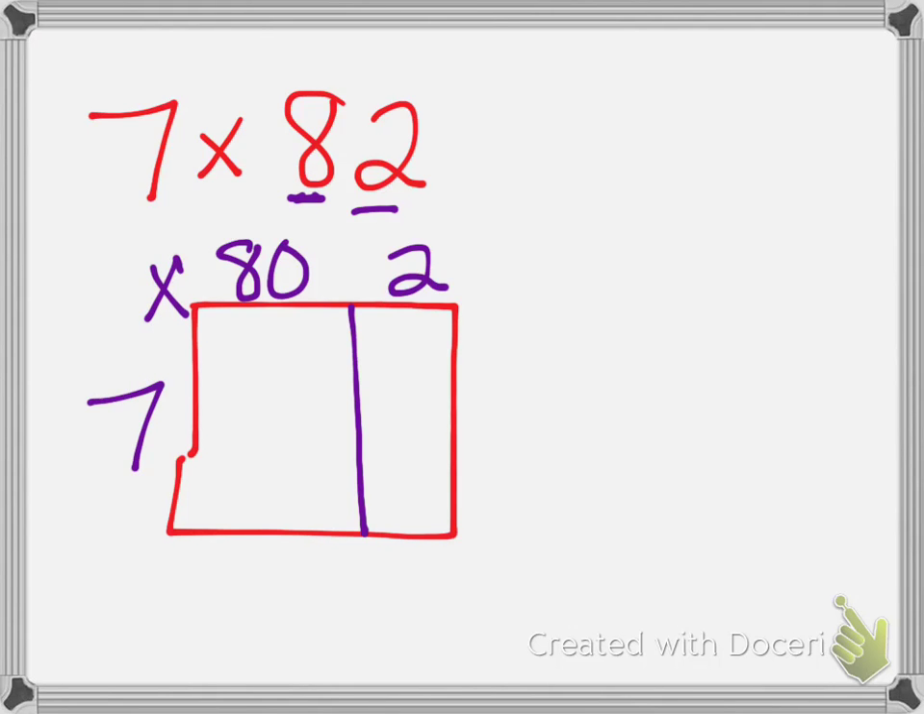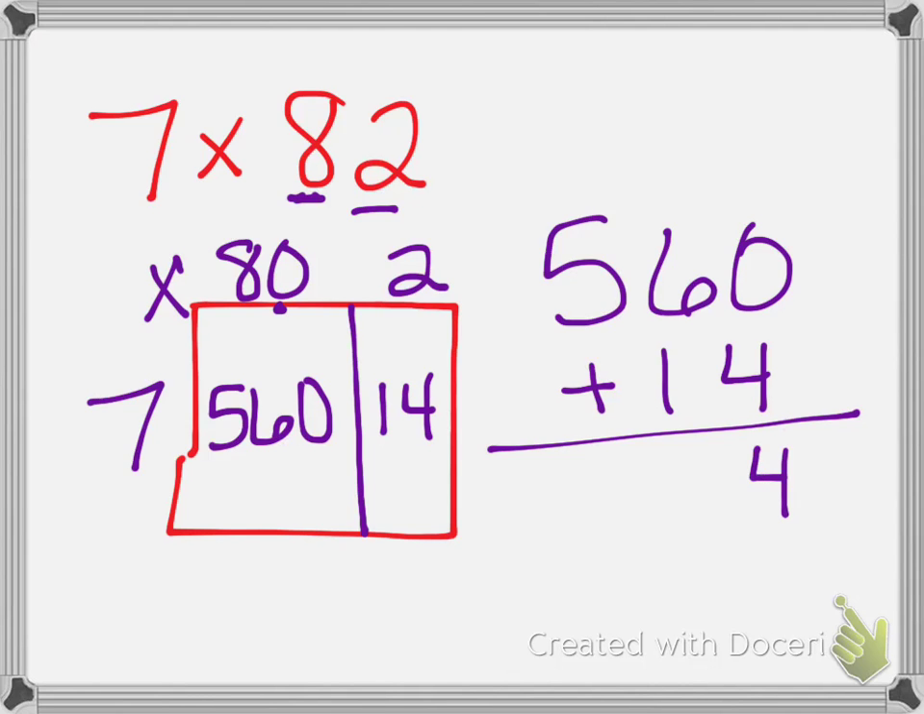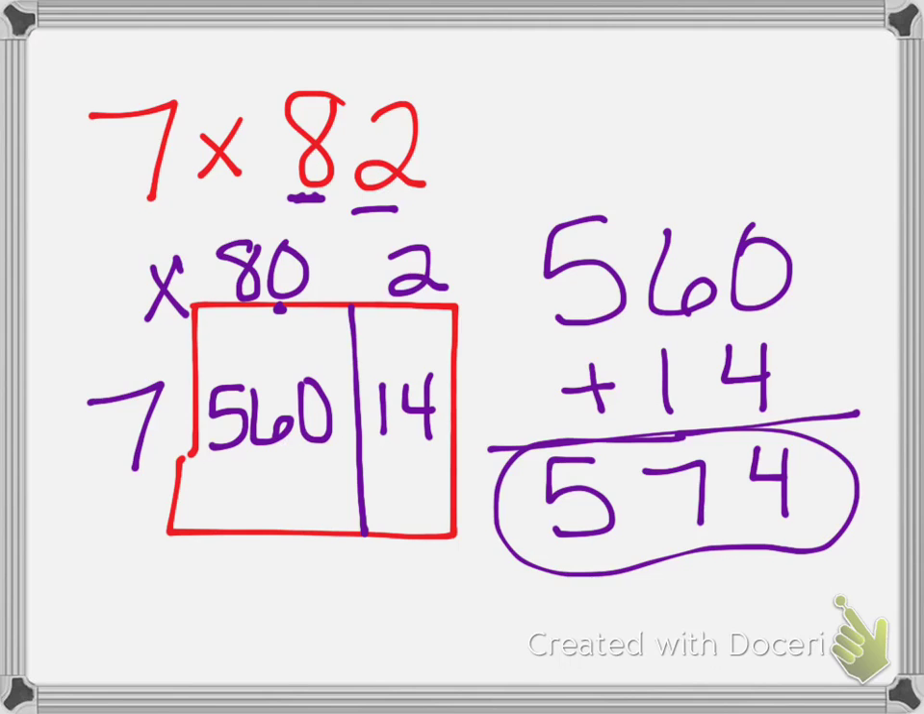In my head, I could think 7 times 8, 56, and times it by a 10. And you could do 7 times 2 is 14. Calling these partial products, add them together to get one final product of 574.